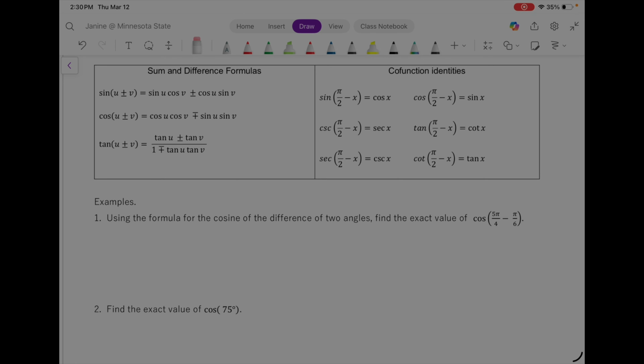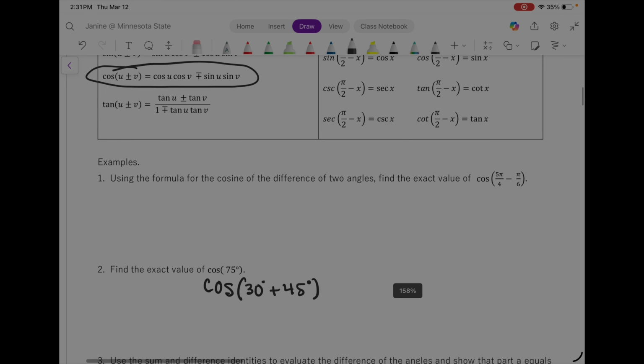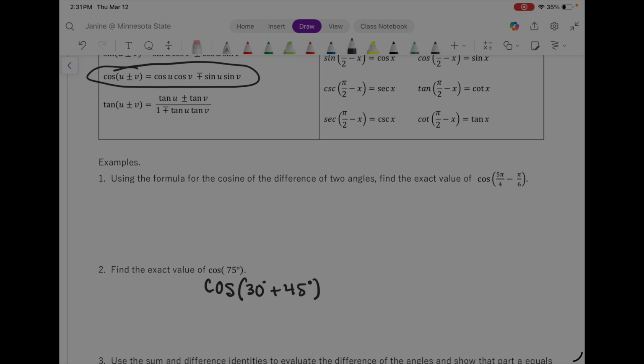However, if I rewrite this as the cosine of, instead of 75, 30 degrees plus 45 degrees, then I can use this identity right here to find the values, because I know stuff about 30 degrees and 45 degrees. Now, here's an interesting thing about the cosine sum and difference formula.